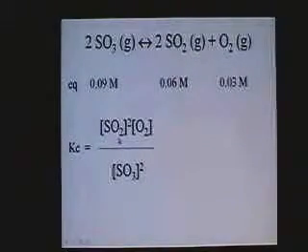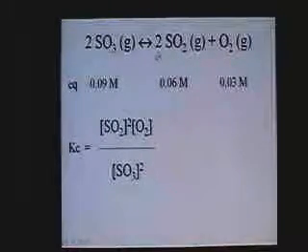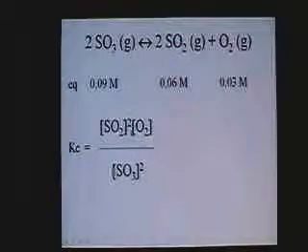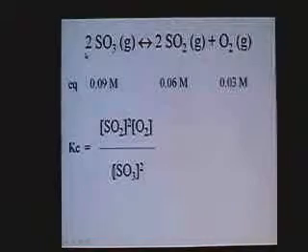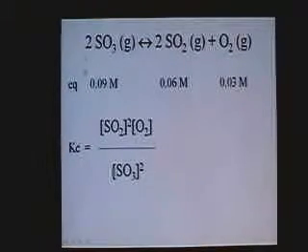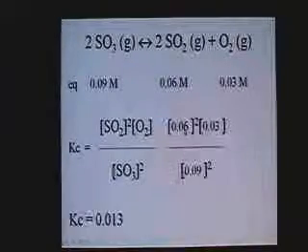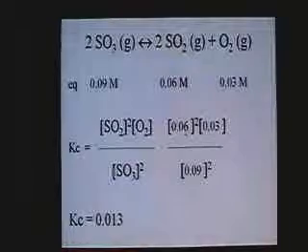Notice I've written my mass action. I have my products on top, the SO2 squared. Why squared? Because this coefficient right here becomes the exponent. The oxygen is the second product, and the SO3 is our reactant. It goes on bottom. Why the 2 here? Because of the 2 in the balanced equation. So now if I plug my equilibrium values into this mass action and complete the math, we'll be able to calculate our equilibrium constant.